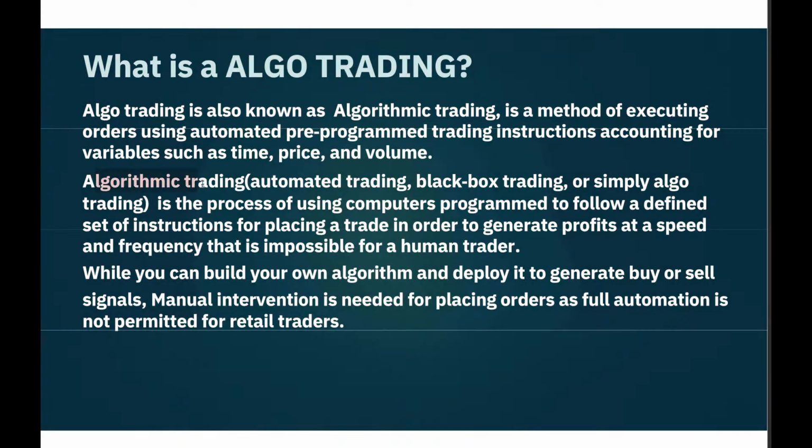Algo trading again, guys. Algorithmic trading is automated trading, black box trading, or simple algo trading. It is the process of using computers programmed to follow a defined set of instructions for placing a trade in order to generate profits at a speed and frequency that is impossible for a human trader. While you can build your own algorithm and deploy it to generate buy or sell signals, manual intervention is needed for placing orders as full automation is not permitted for retail traders. So basically, you have to do some part, but most of the part is done by a computer today.